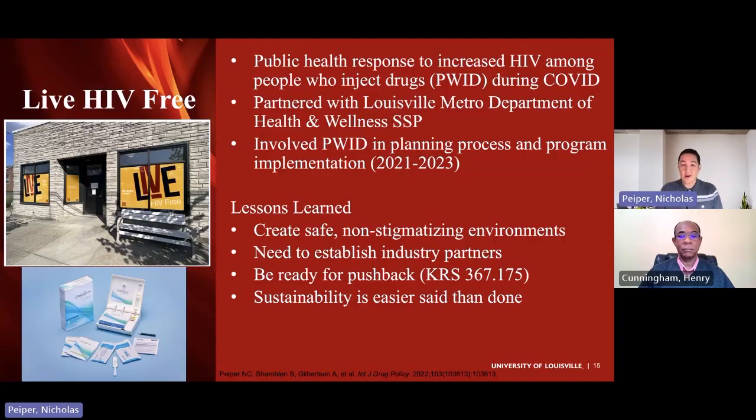The last lesson here is that sustainability is easier said than done. So this picture on the left is of an organization called the Social Practice Lab, which was working under the Louisville Metro SSP umbrella. But unfortunately, after this program, there wasn't continued support for the Social Practice Lab, so that location shut down. So as fast as we can implement these programs, there can be issues with sustainability.